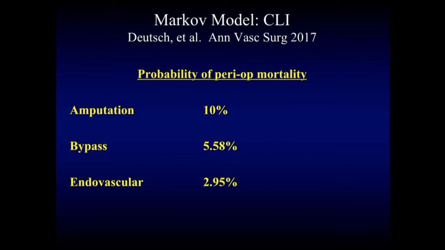So this is a fantastic paper that has been electronically published in Annals. It'll probably come out in the November issue. It's a Markov model, which, I'm not a statistical expert, but it's a probability model that allows evaluation of rapidly and randomly changing systems, like a patient. These authors from Mass General took an imaginary patient, an older patient with congestive heart failure and diabetes with a bad foot. And they looked at amputation, bypass, endovascular, or medical therapy.